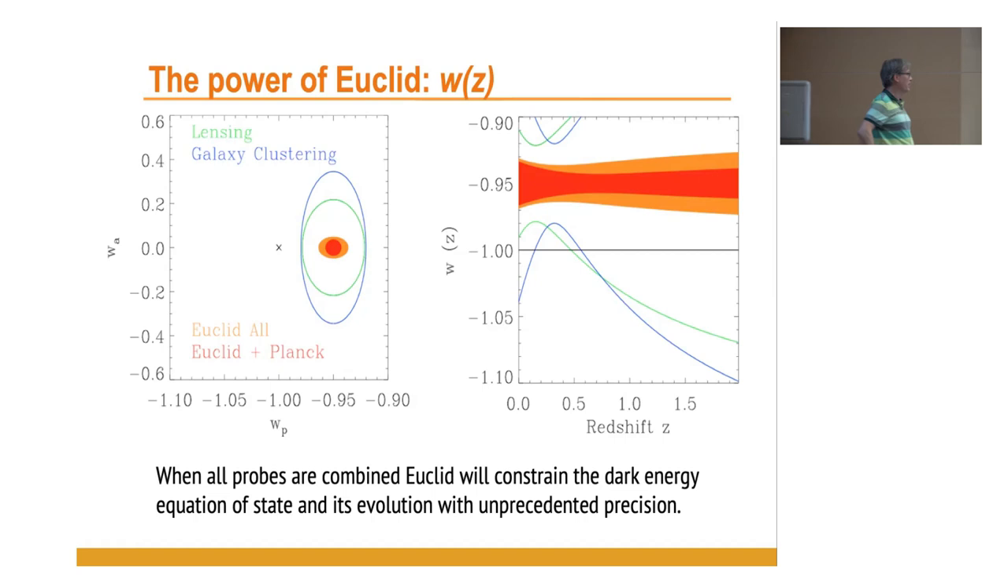Okay. And my second question is about testing the cosmological principle. What do you have in mind exactly? Yeah. Well, there are two ways, right? If you do the Alcock-Paczynski test, you're assuming it's isotropic.